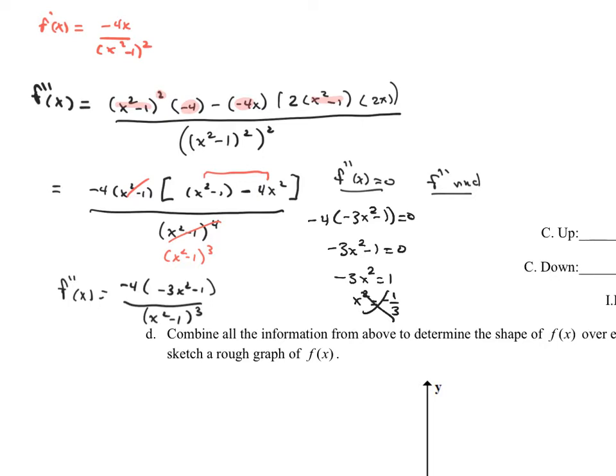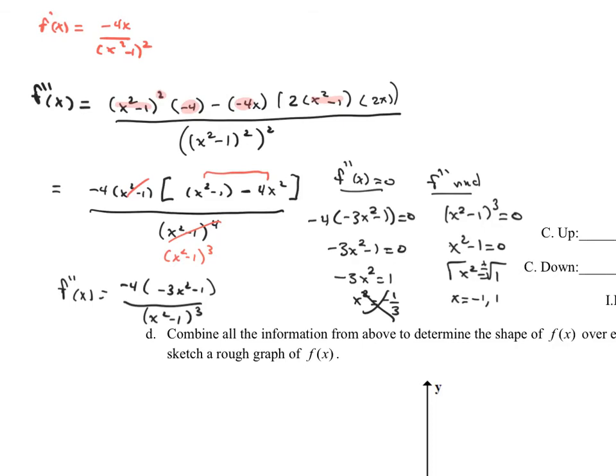Let's look now: when is that second derivative undefined? Well, anytime the denominator of a fraction equals 0, it's undefined. So in this case, it's (x squared minus 1) quantity cubed equal to 0. Take the cube root of both sides, you'd have x squared minus 1 equals 0. Add 1 to both sides, we'd have x squared equals 1. I'm going to take the square root of both sides, remembering plus and minus, so I'd have x equals negative 1 and 1.